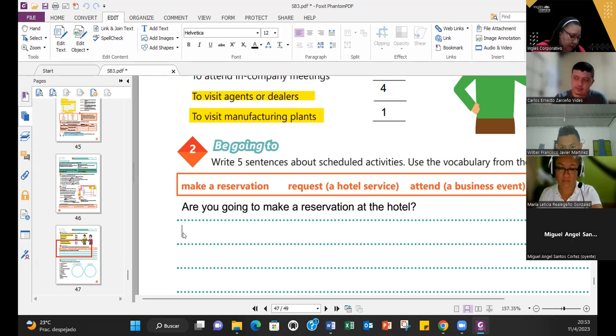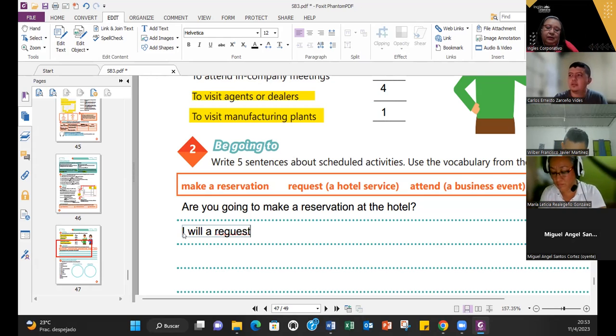Okay, in this sentence, for example, I will request. But why did you write A? I will request, no. There's no need. Okay, I will request. What are you going to request? A hotel service? Or like a booking? Yeah, but you mentioned the hotel service. I need a single room or double room. Okay, but that is when you are booking the reservation.